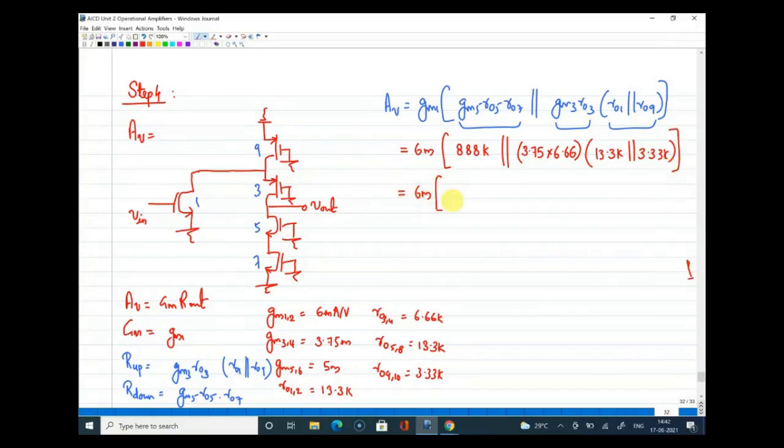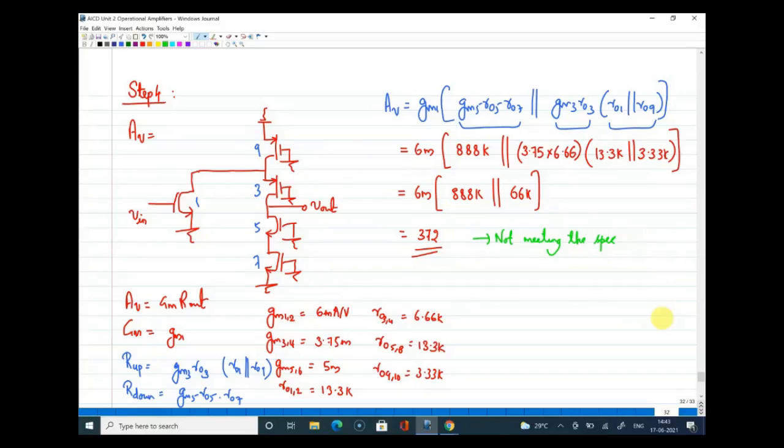If I continue and simplify this further, this is 888K in parallel to 66K, and this will give you a value of 372. Why have I written it in this form? Anyway, we know that the gain is not meeting the spec. 372 is very low, and what I am expecting is around 2000. So we know that we have to do something to improve the gain.